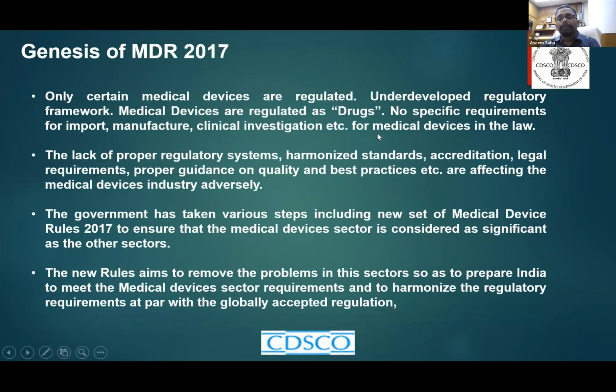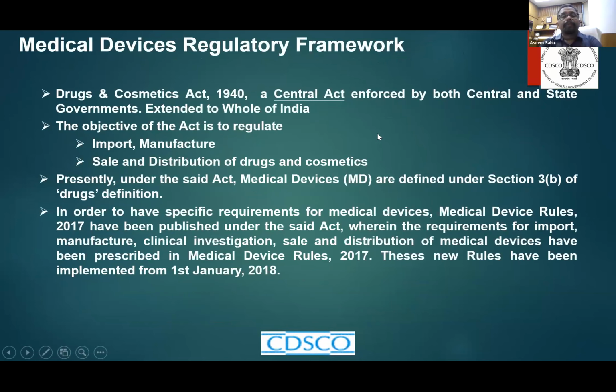If we talk about the rules, the Drugs and Cosmetics Act 1940 is the present act, under which we are regulating the medical devices. As we are all aware, this act is a central act. It is enforced by both the state as well as the central authority. The objective of this act is to regulate the import, manufacture, sale and distribution of drugs and cosmetics. Under the definition of drugs, the medical devices are now presently regulated.